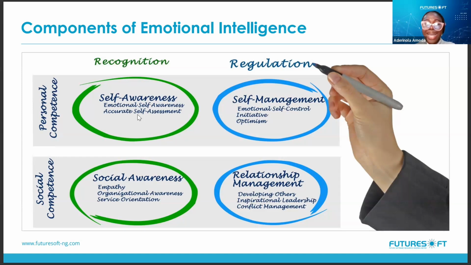Recognition and regulation work hand in hand to enhance emotional intelligence. Recognizing emotions allows individuals to understand their own and others' feelings, leading to greater empathy and relationship building. Regulation helps individuals manage the recognized emotions effectively, leading to improved self-control, decision-making, and conflict resolution. So regulation here involves self-management and relationship management.